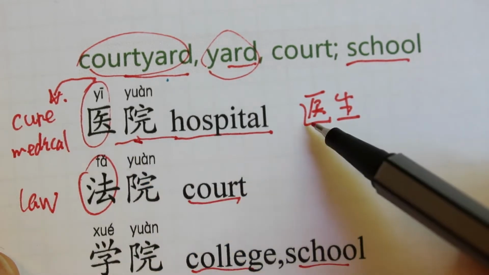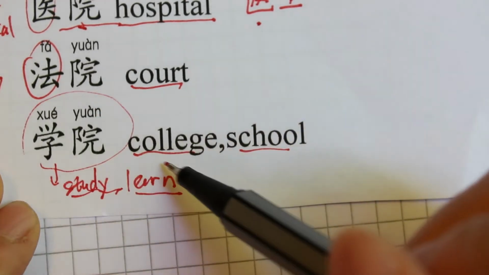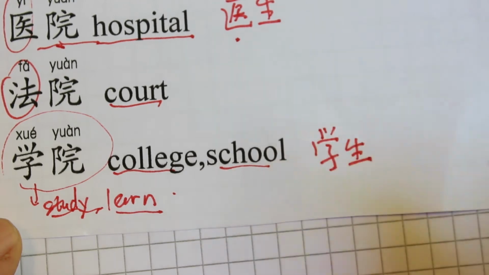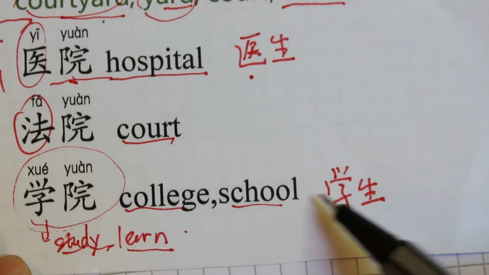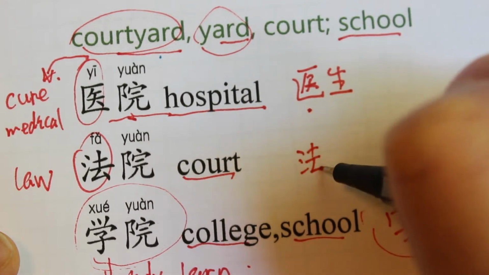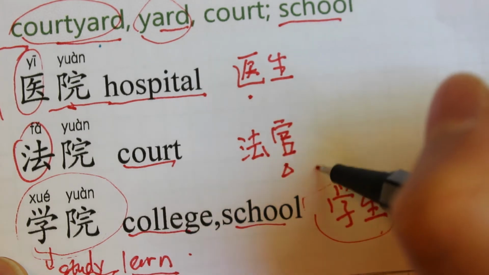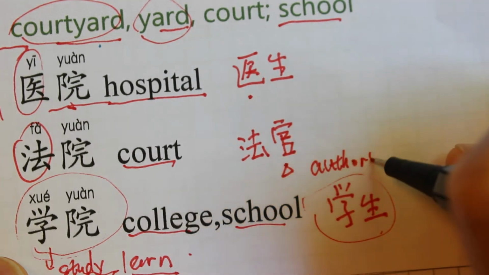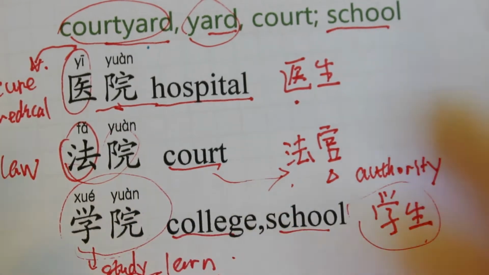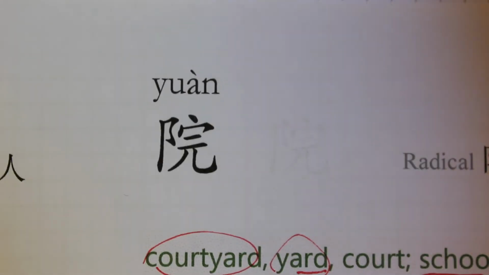在医院里有医生，然后在学院里, in college, we have 学生。在学院里我们有学生，但是在法院里我们有法官。官 is the authority. So 法官在法院里。Okay, now let's try to write 院 together.